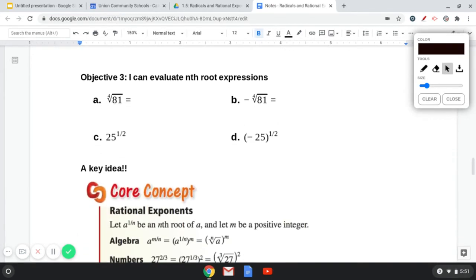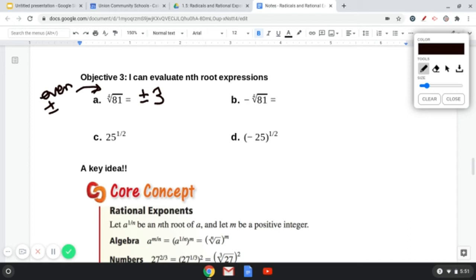Let's keep going. Objective 3, I can evaluate nth root expressions. All right, the 4th root of 81. Is this even or odd? It's even. The index is even, which means we're going to have a plus or minus. It's going to have 2 roots. The 4th root of 81, that means what to the 4th power is 81? And class, that is 3. Because 3 times 3 is 9, times 3 is 27, times 3 is 81.